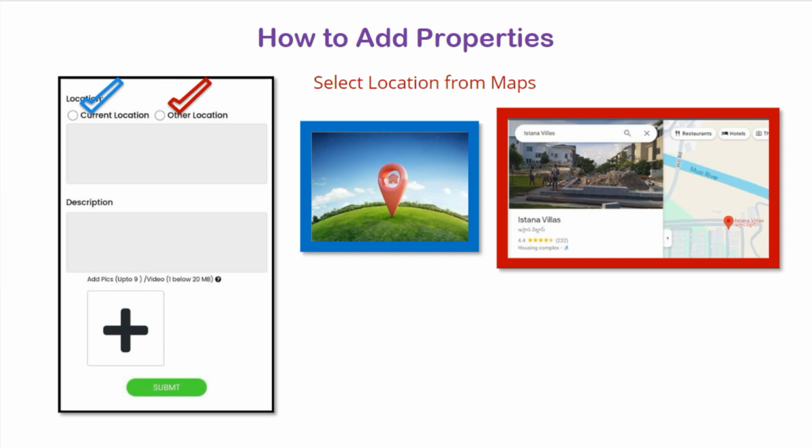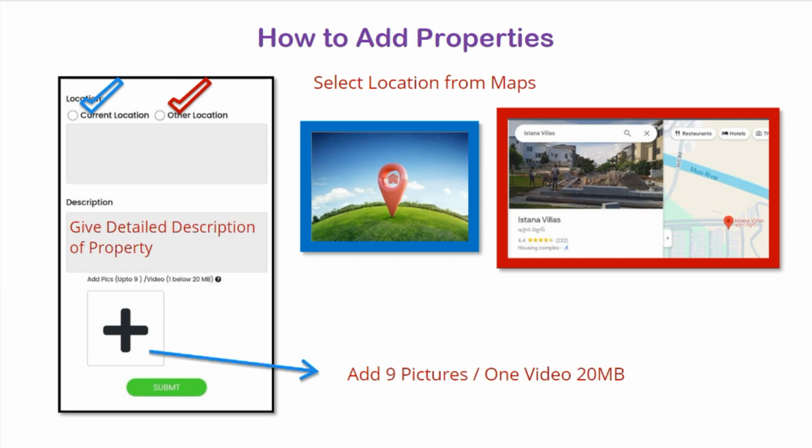Finally, give a detailed description and add pictures of the property. You can add up to 9 pictures and 1 video up to 20 megabytes. Once complete, verify the entered details for any errors and click on the Submit button, which will upload the property. Once uploaded, you will get a confirmation message on your WhatsApp and an SMS.